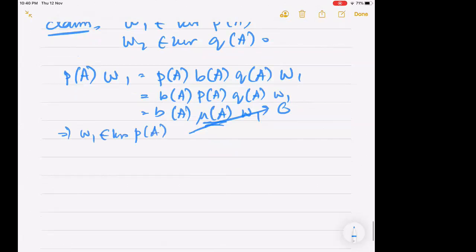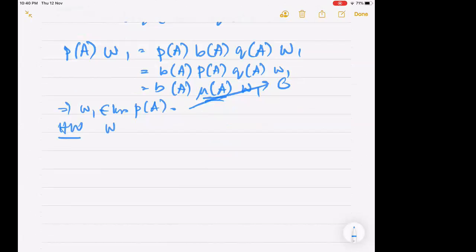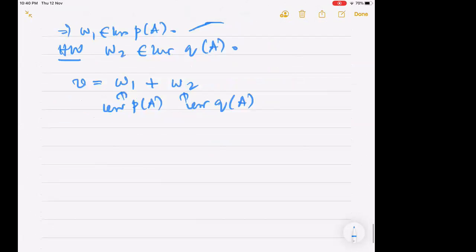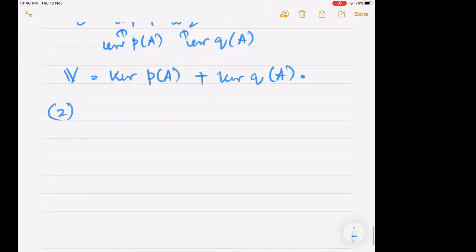Homework: show that w2 belongs to the kernel of QA, exactly the same way. So that means indeed we can write every vector v as w1 plus w2, where this one belongs to the kernel of PA and this one belongs to the kernel of QA, which then means V indeed is a sum of these two subspaces. Great. Now we have to show that their intersection is just trivial.